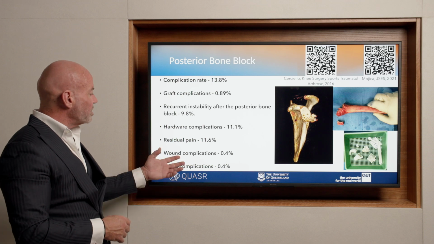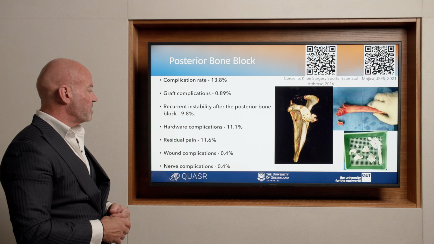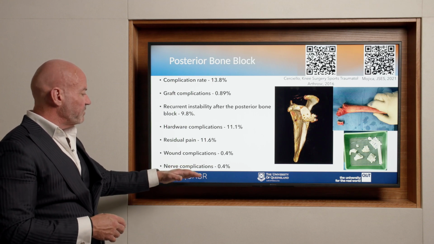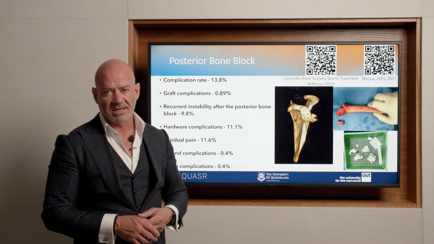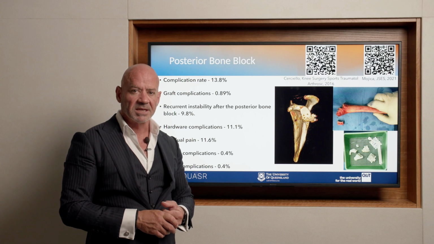Those sorts of issues. Wound complications, that's probably more for open operations. This is done as an open operation as well. And they put that at about 0.4%. And they had a nerve complication rate of 0.4%. So that's 1 in 200 basically. That to me seems fairly high, but it's certainly something to think of and consider.